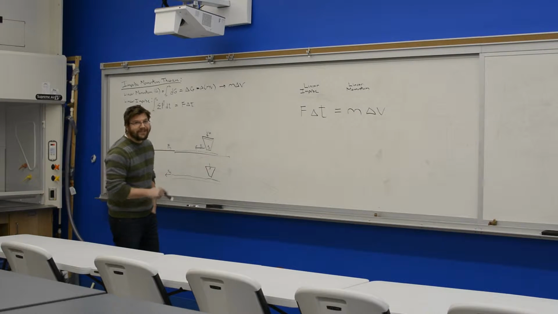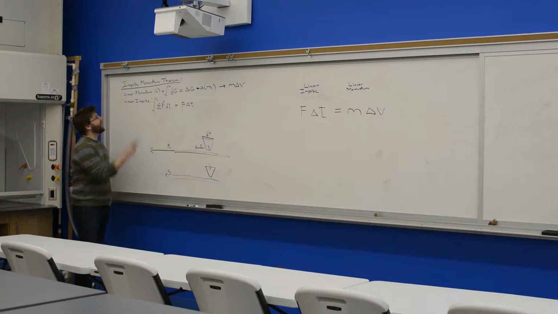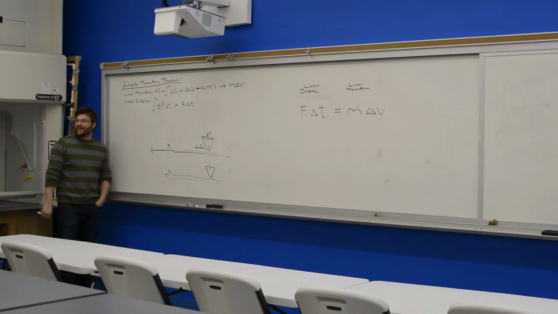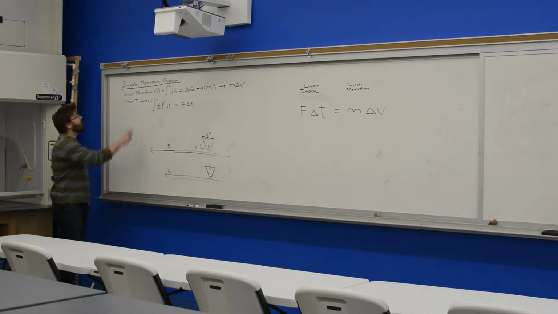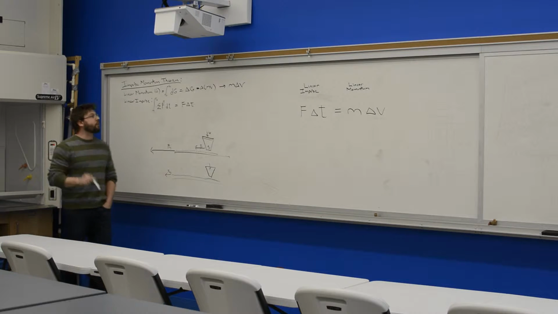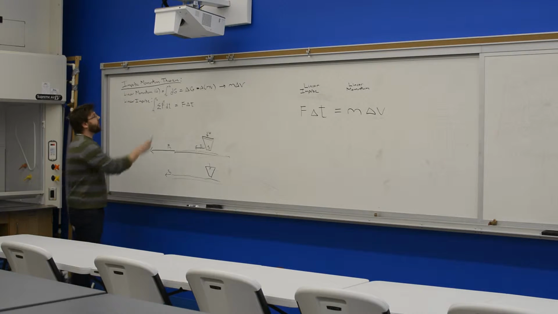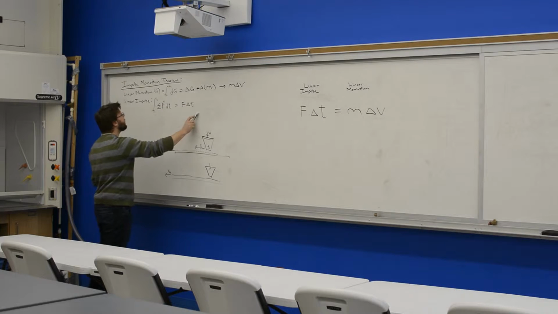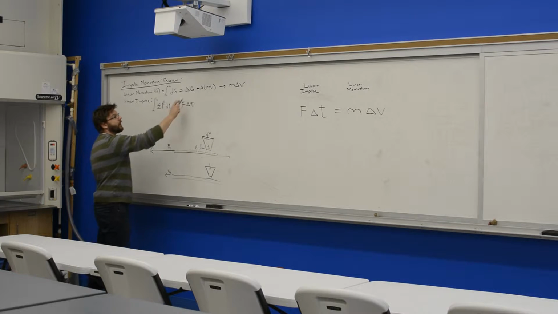Welcome, class. Today's lesson is going to be on the impulse momentum theorem. So what does that mean? Impulse momentum theorem means that linear momentum and linear impulse are going to be equal to each other. If we break that down into these two equations, linear momentum, linear impulse, we take a look.